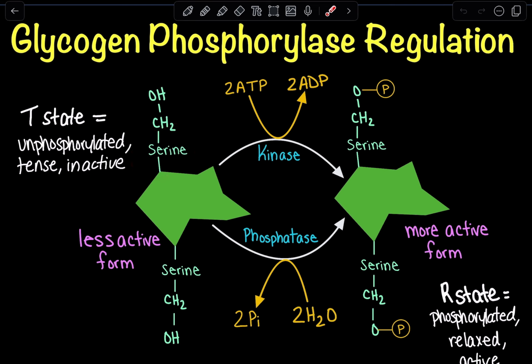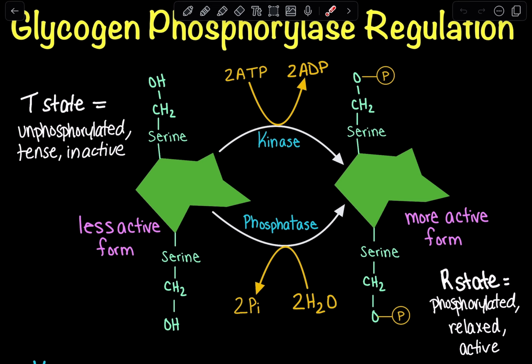How do we phosphorylate? Well, we have to utilize a kinase enzyme. When we utilize a kinase enzyme, what do we need? We need ATP. Specifically here, we need 2 ATP molecules. So we take 2 ATP molecules, and we phosphorylate 2 serine groups onto our glycogen phosphorylase. As a result, we produce 2 ADP. Because ATP is triphosphate, now we have diphosphate because we've taken a phosphate off of each ATP. Now we have phosphorylated glycogen phosphorylase, and we are in the more active form.